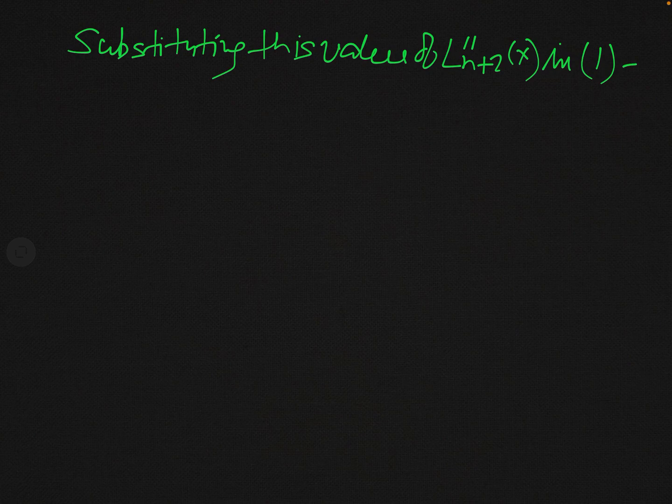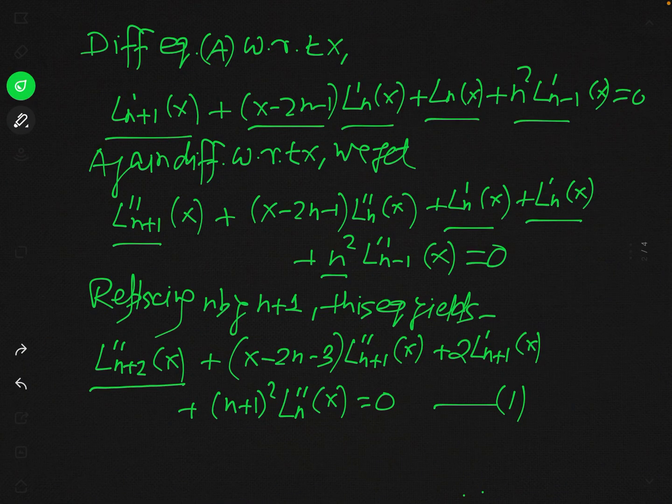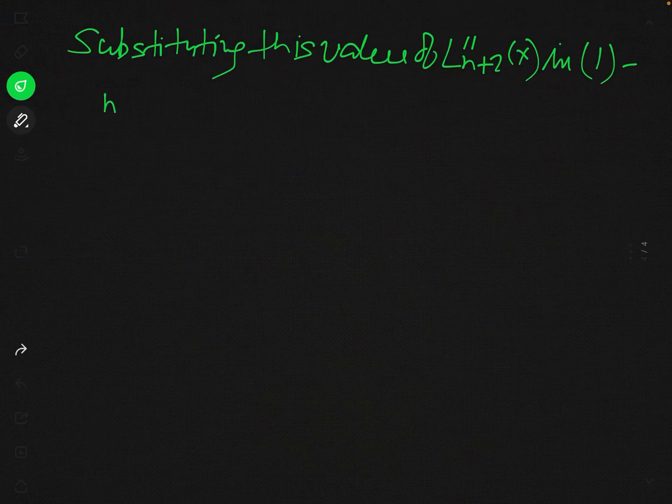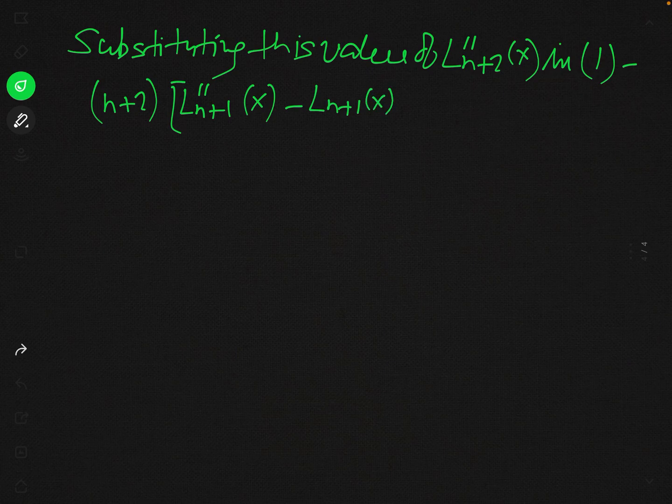First of all, this is your equation 1, and here is L_{n+2}''(x). So we will replace this first term here, and this will be (n plus 2) times (L_{n+1}''(x) minus L_{n+1}'(x)), and the remaining term is written here directly. This is (x minus 2n minus 3) L_{n+1}''(x).